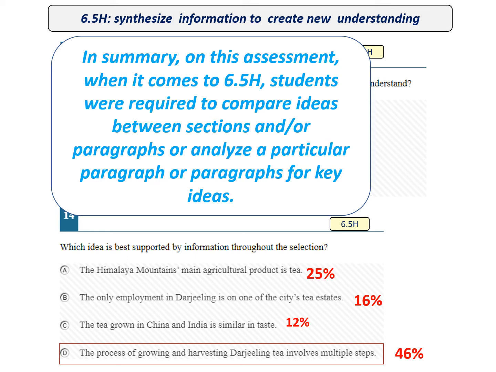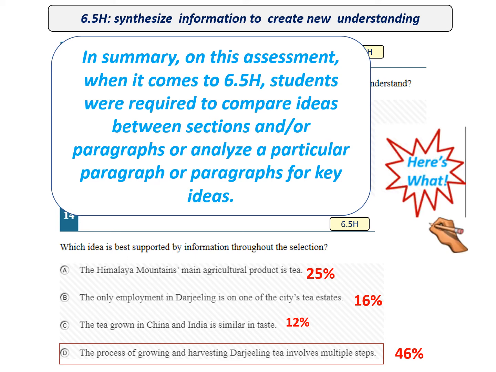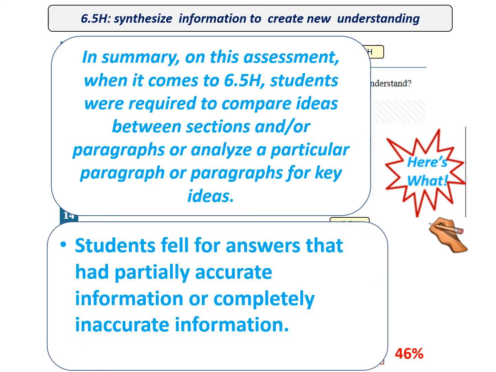So notice, ladies and gentlemen, this is a whole other level of thinking. This is what it comes down to in terms of them having to synthesize information. So here's what for this last part of 6.5H. Students fell for answers that had partially accurate information or completely inaccurate information. Let's move on to the last part, which is 6.7C.